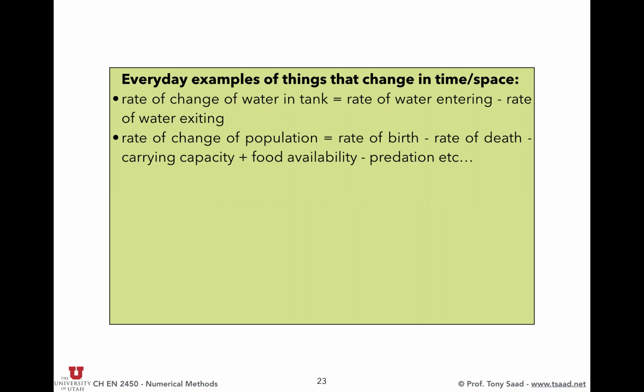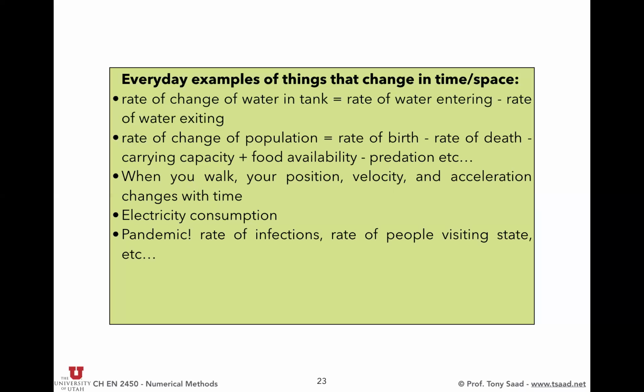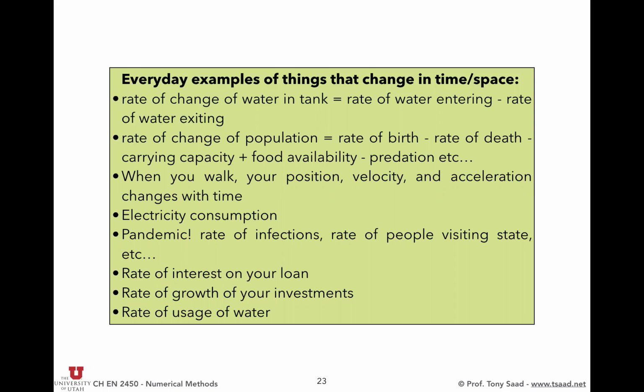Rate of change of population, rate of birth, rate of death, carrying capacity, food availability. When you walk, you're changing your position, right? And there's a rate of change of your position, rate of change of velocity, and rate of change of acceleration with time. Your electric consumption, pandemics, like rate of infection. Someone mentioned COVID-19. Rate of interest on your loan. Nobody talked about money. So yeah, there's a rate of interest, and what's going on with the stock market, the rate of change in the stock market. Completely crazy, right? Rate of growth of your investments, your usage of water, etc.